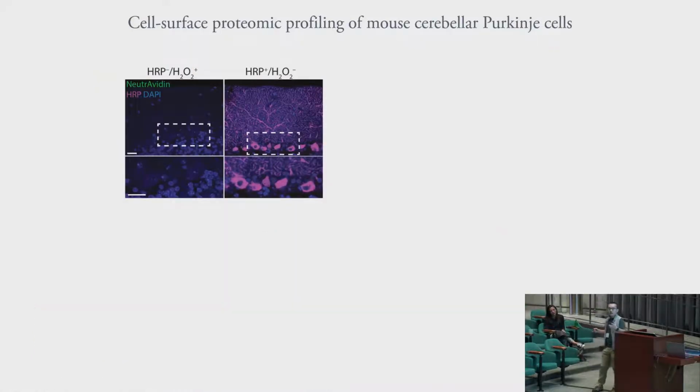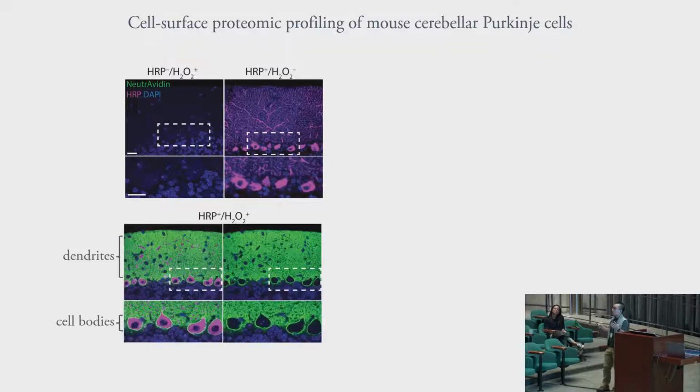We first applied it to the mouse cerebellar Purkinje cells. We don't see any biotinylation, shown by neutravidin staining in green, when we omit HRP or hydrogen peroxide. But when we run the reaction, you can see that the Purkinje cell surface, including its elaborate dendrite surface, is thoroughly biotinylated, but the intracellular compartments remain unlabeled. So you see this very typical whole structure there in neutravidin staining.